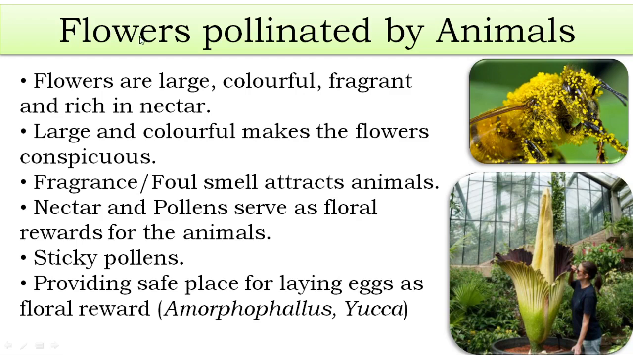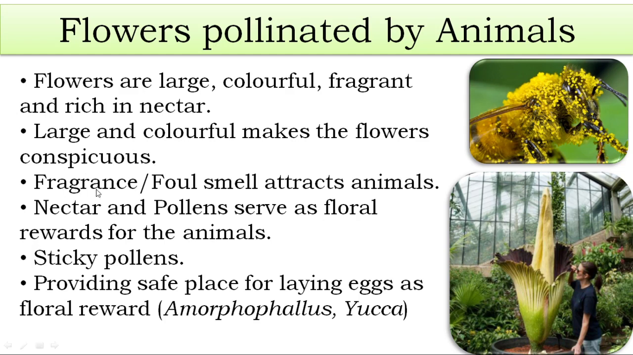Now, if you look at the flowers pollinated by animals, such flowers are very large. Characteristically, the flowers which are pollinated by animals are large, colorful, fragrant, and rich in nectar. If we go through each one, they are large and colorful. The flowers are large and colorful because it makes the flower look conspicuous. So the animals can easily spot the flowers. If the flowers are not conspicuous, they remain hidden, and the animal may miss them, right? So the flowers are large and colorful so that they become very conspicuous to the animal pollinators.